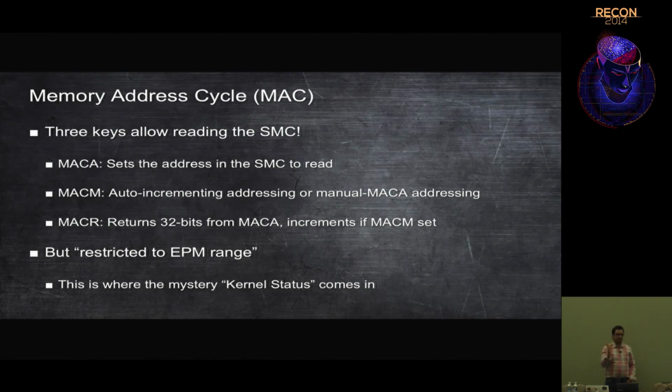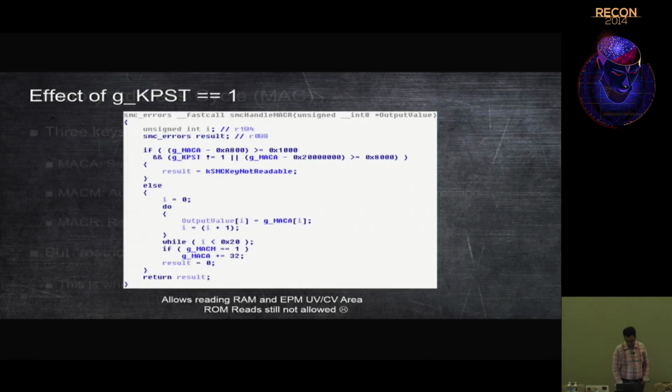But the document from Apple said this is restricted to the EPM range, only to the region that has the voltage information, not to the code, not to the RAM. You can't get to it. But there is a check there for the kernel status, for the KPST.